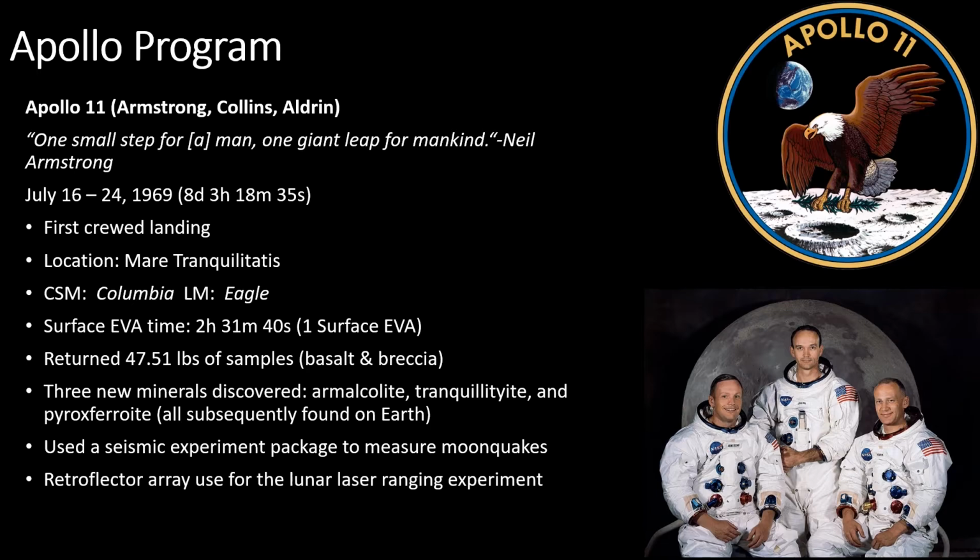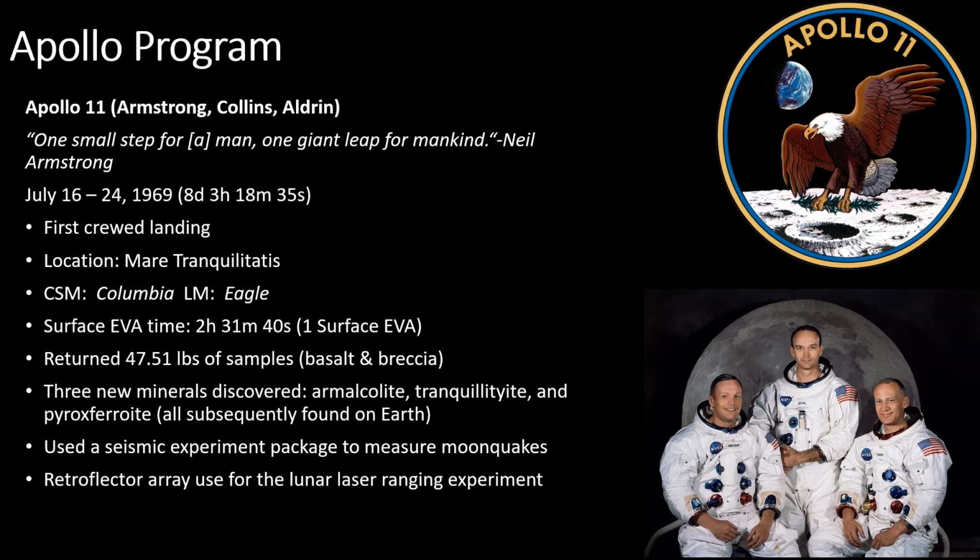There were 3 new minerals discovered by this mission: armalcolite, which was named for the three astronauts, ARM for Armstrong, ALL for Aldrin, and COL for Collins; tranquillityite, which was named for the mission landing at the Sea of Tranquility; and pyroxferroite. All of these minerals were subsequently found on Earth.